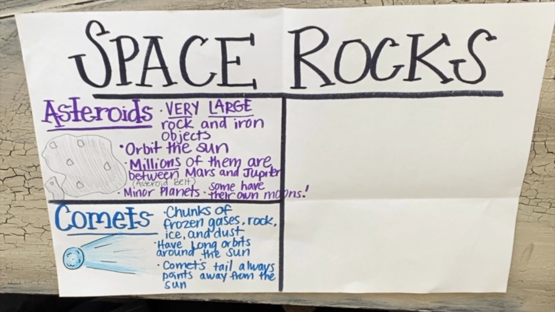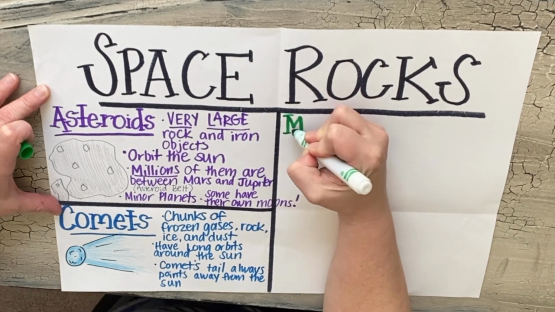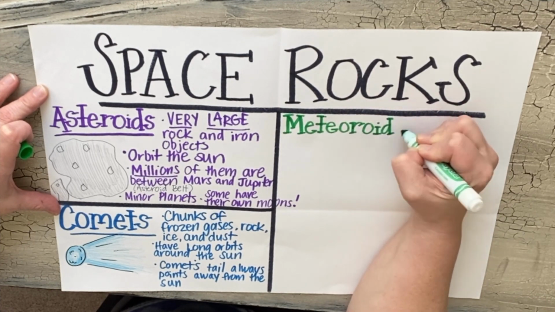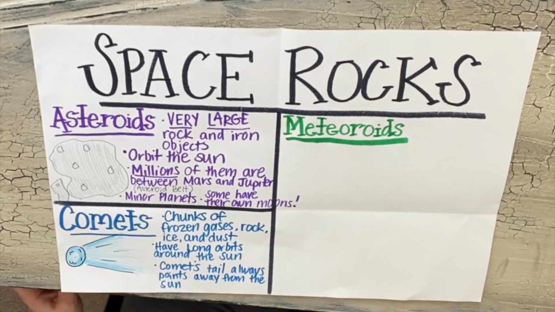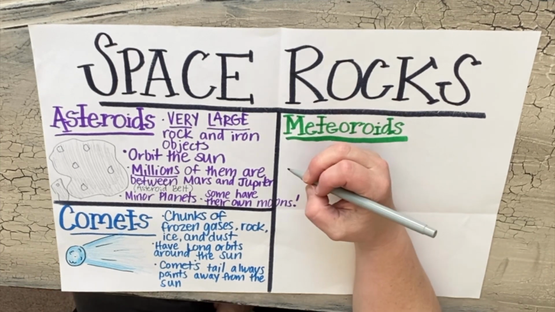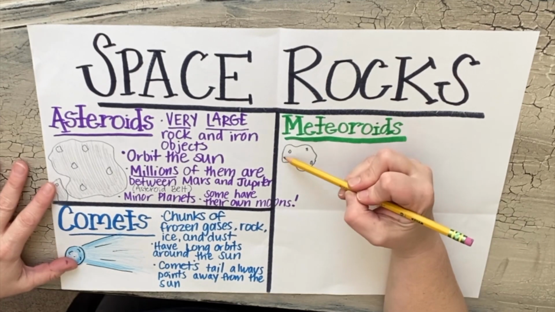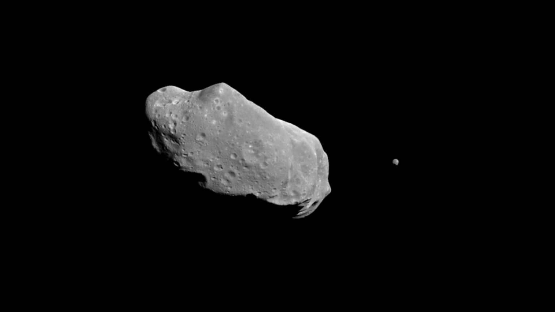All right, we're going to talk about our last set of space rocks. Remember, we're talking about 3 of the same thing, but they're all a little bit different. So do you remember what those were? Next up are meteoroids, and I remember that meteoroids are smaller pieces of asteroid that break off and other debris, so it's a smaller rock than an asteroid. So let's see, here is my drawing, and here is the real deal. Do they look alike?